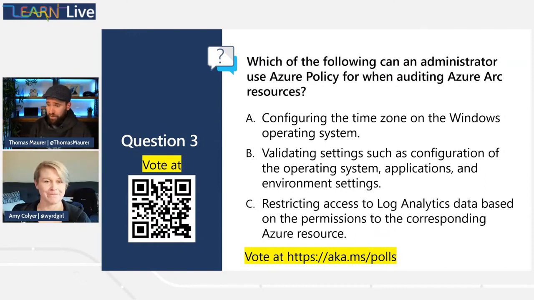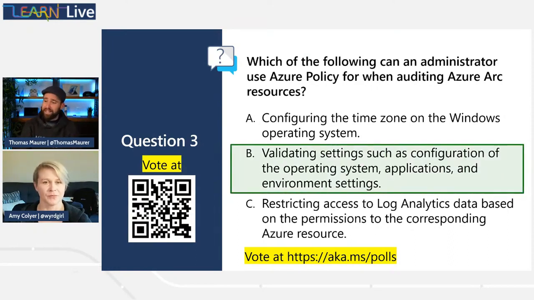And one thing you can definitely do is validate settings such as configurations of the operating system, applications, and environment settings, such as I showed you, for example, with the passwords. And then we have A, which is actually configuring something. Now, fun fact, when this question was designed, we did not have every capability. Now we have even more capabilities, and we can actually set configurations on the machines. So if you say A and B, both of them are correct, but when the question was written, it was actually B. So you can validate settings and configuration, operating systems and applications and environment settings.